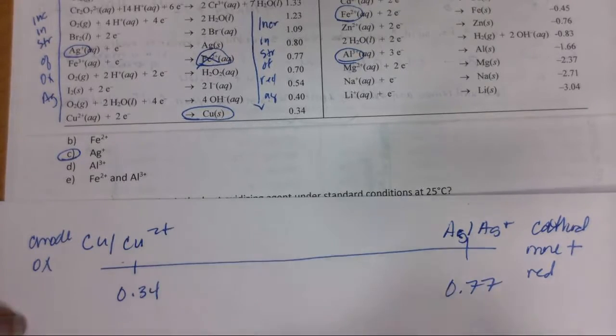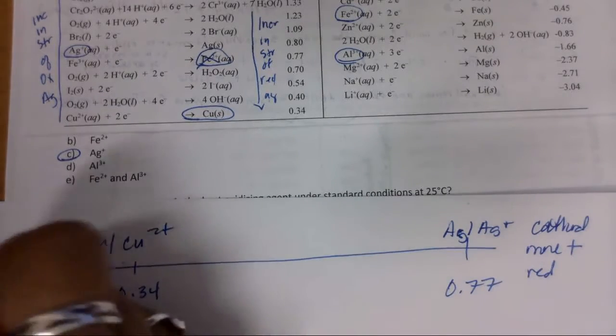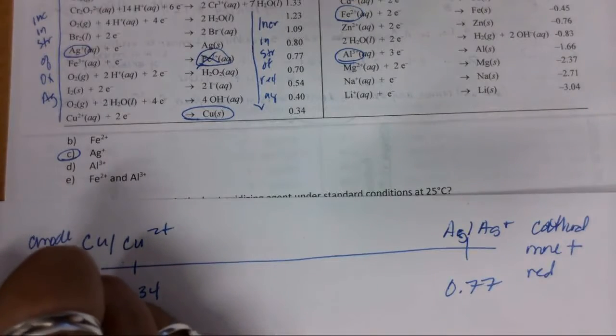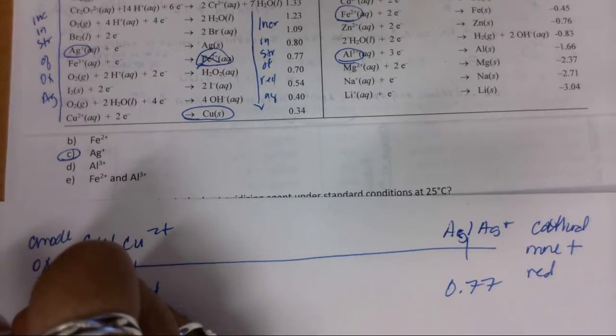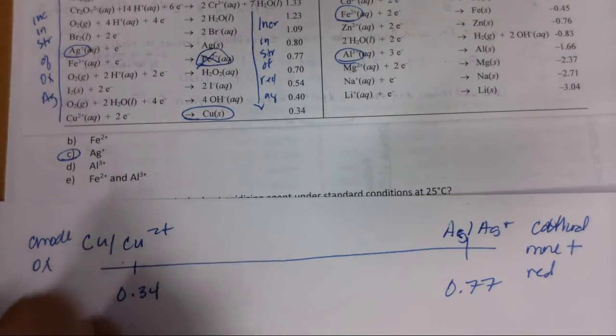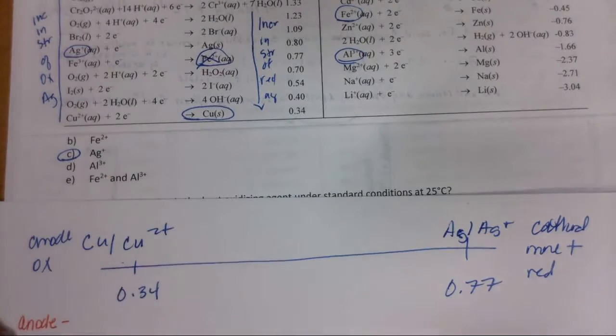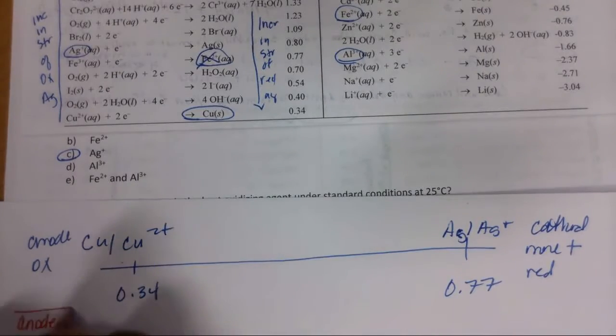And our anode is what? Remember, this is where oxidation occurs, and then cathode is reduction. That's positive, and this is negative. So just a quick little reminder about that.